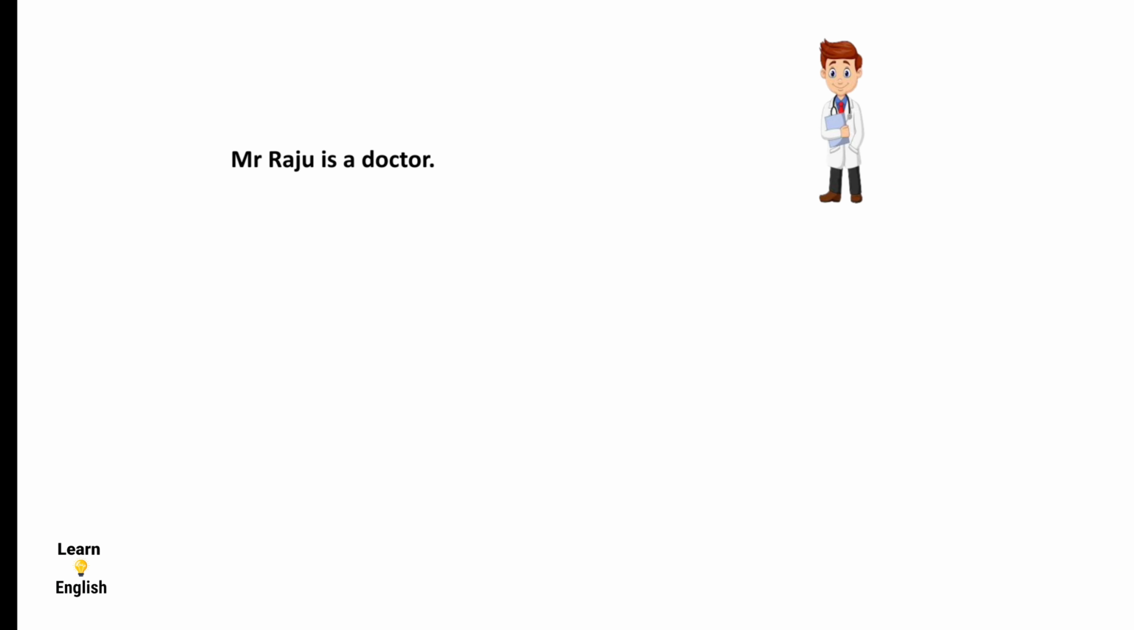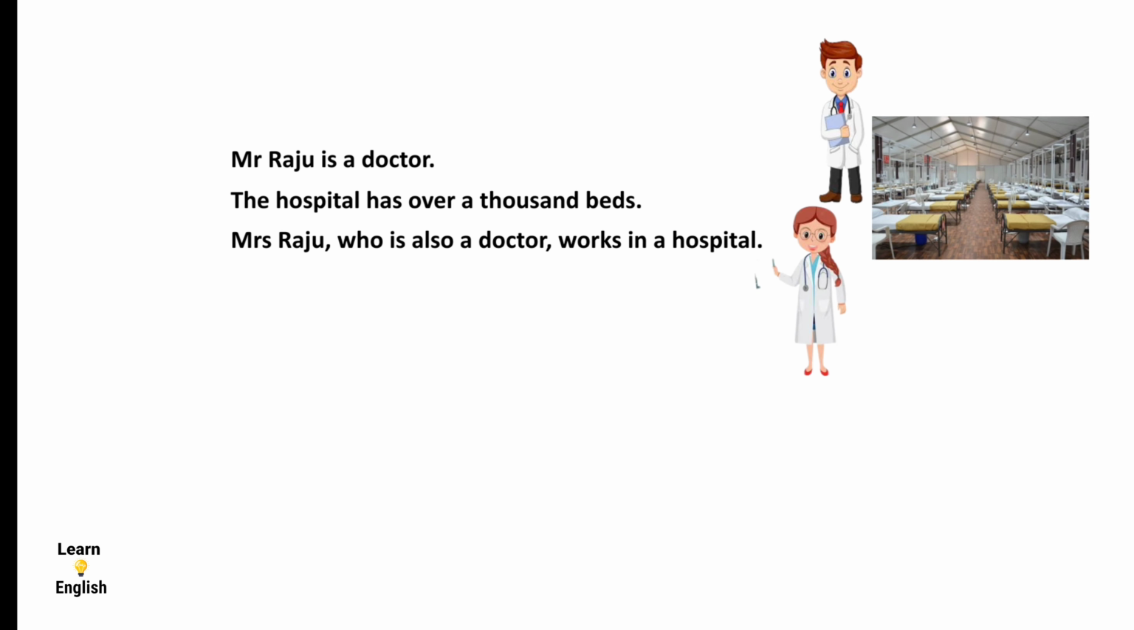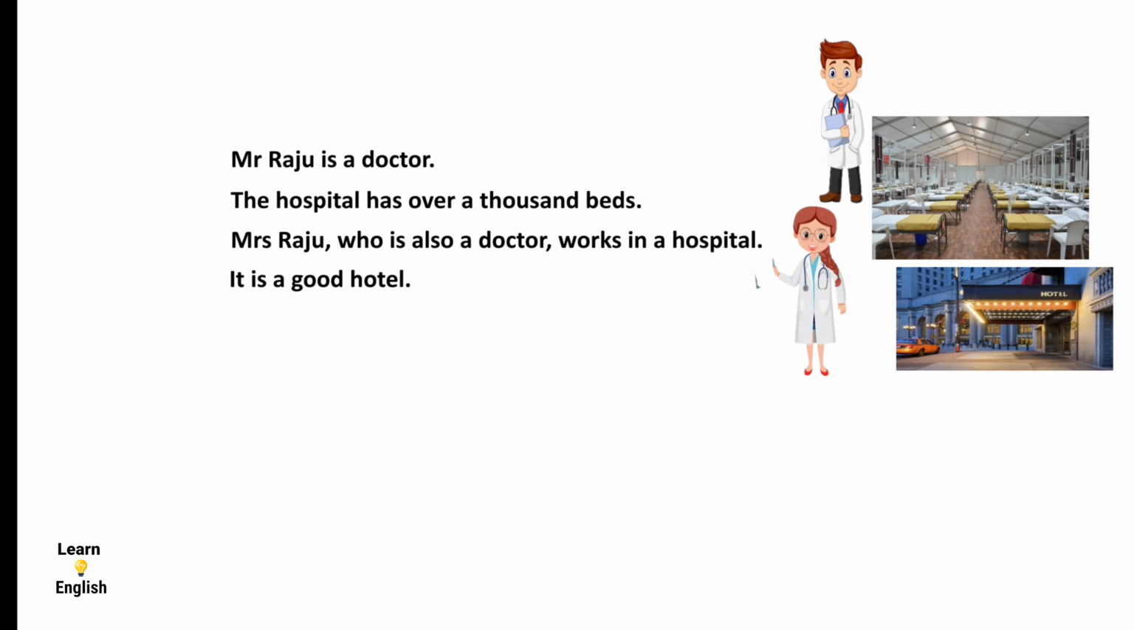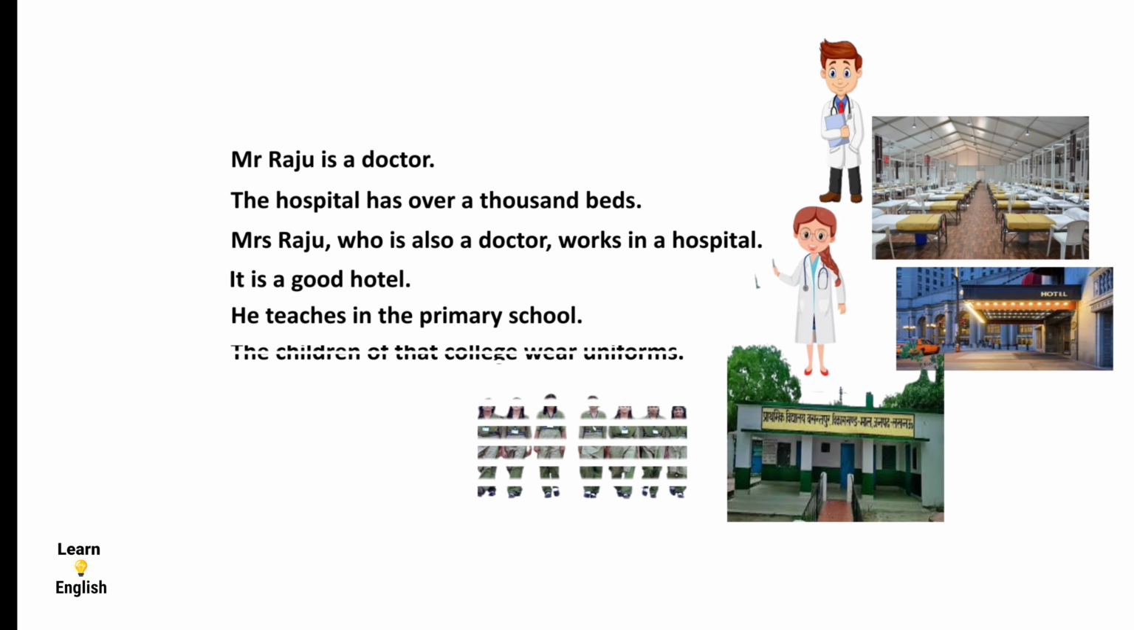Mr. Raju is a doctor. The hospital has over 1,000 beds. Mrs. Raju, who is also a doctor, works in a hospital. It is a good hotel. He teaches in the primary school. The children of that college wear uniforms. Each of these sentences has two parts.